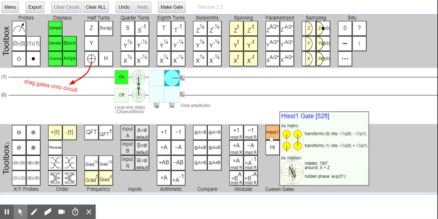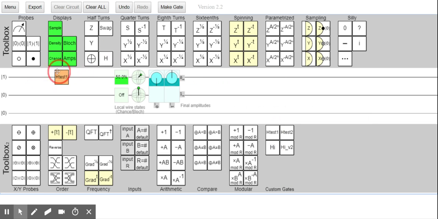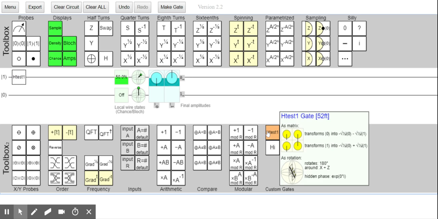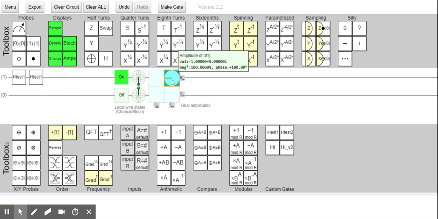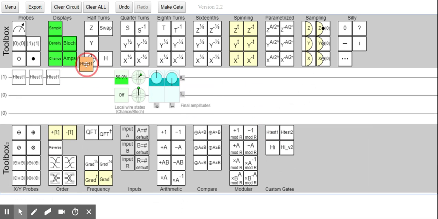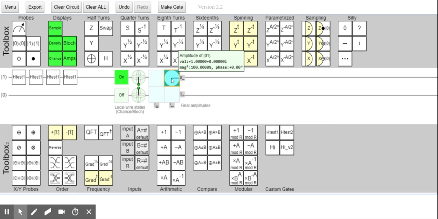the H test one, which has a hidden phase of zero, right? So you apply it, and now, if you apply the same again, it really hasn't come back to its original state, because now the amplitude of this state is 180 degrees. So you actually need to apply it 4 times before you really go to your initial state, including the phase, right?